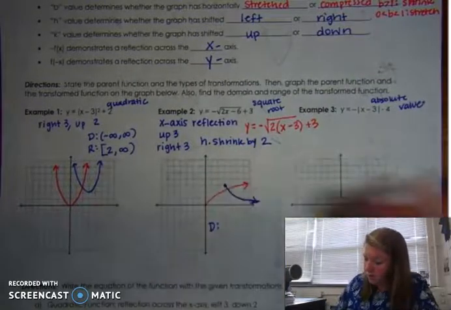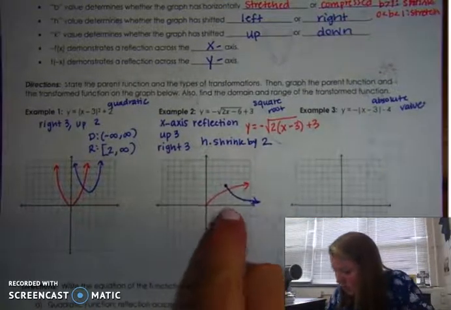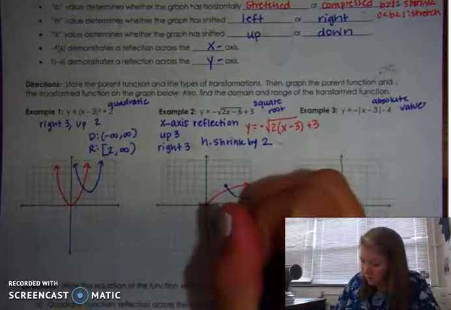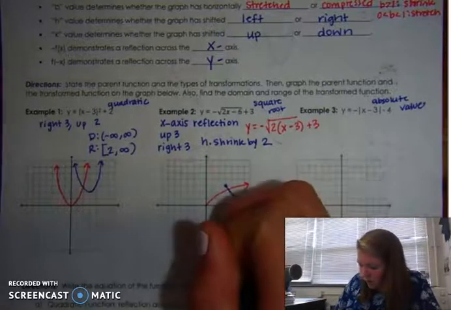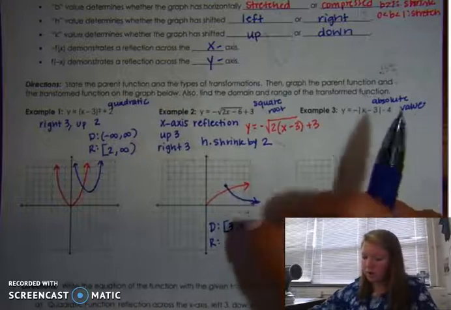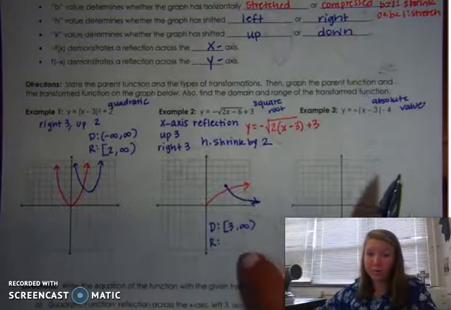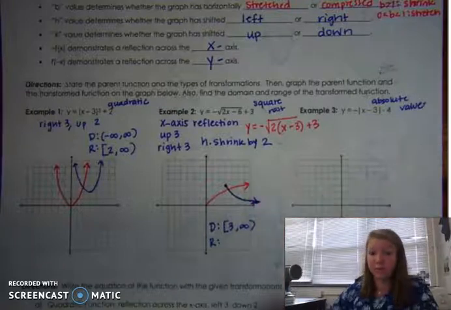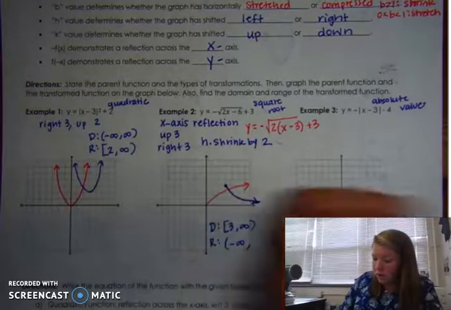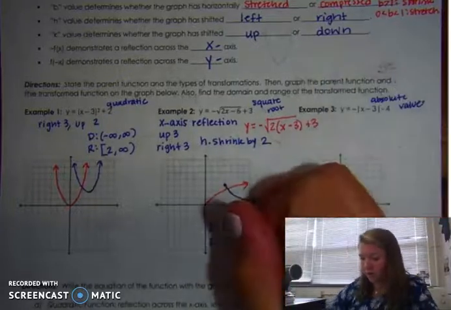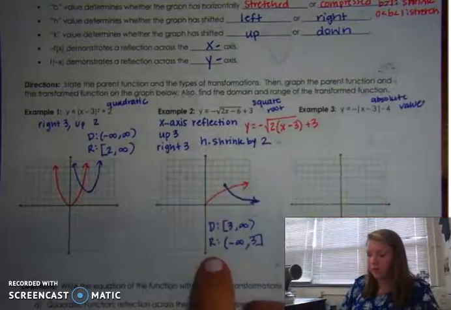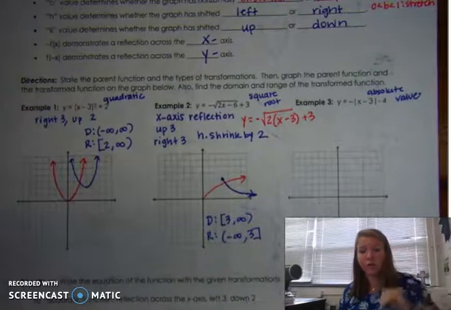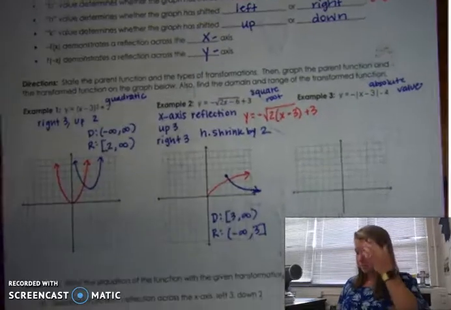Domain of this function is going to be 3 to positive infinity. The range is not starting at a point and going up. It's starting at negative infinity and coming up to a point because of that flip. So negative infinity up to the y value of positive 3. And you always do range from low to high. Always do domain from left to right.